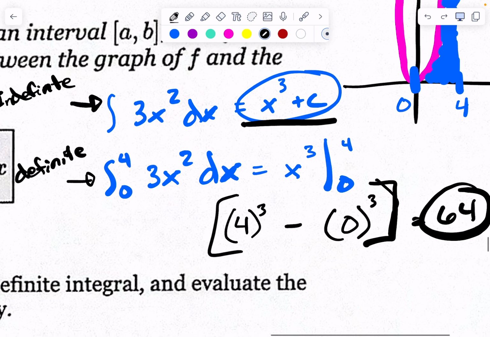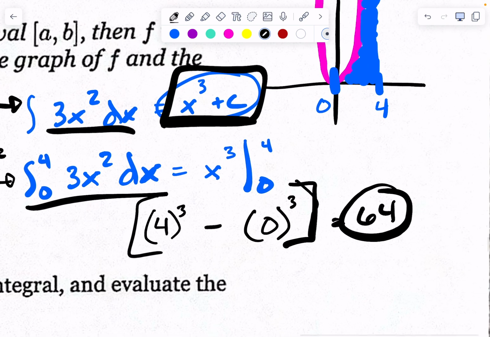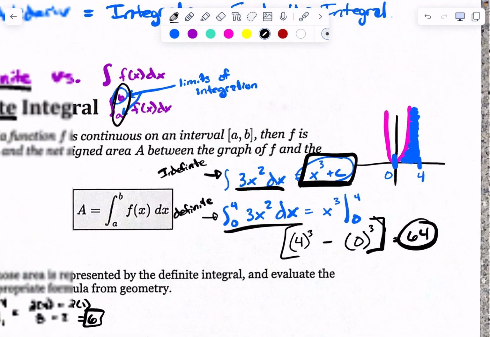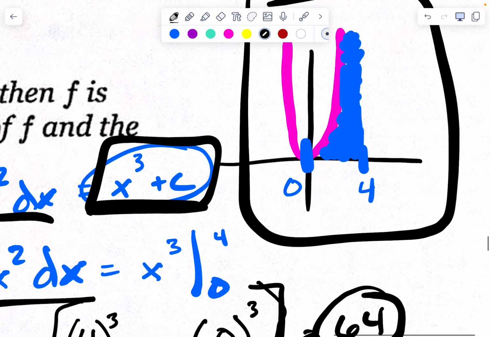The first one is just asking for the general antiderivative. It's x cubed plus c. If we take the antiderivative of that, here they want me to take the antiderivative, but then I plug in 0 and 4, and we got 64 as an answer, okay? I drew this little graph right here because that's what 3x squared looks like, and that means this area from 0 to 4 is 64.